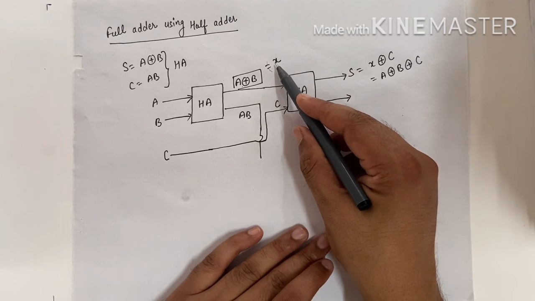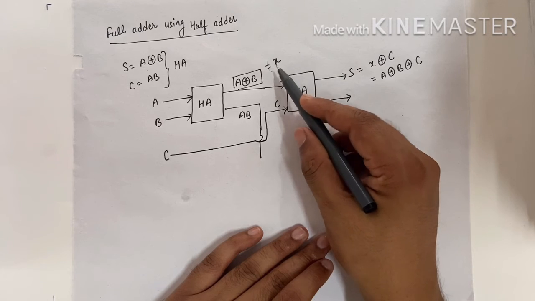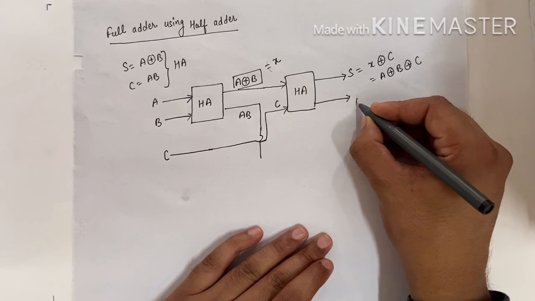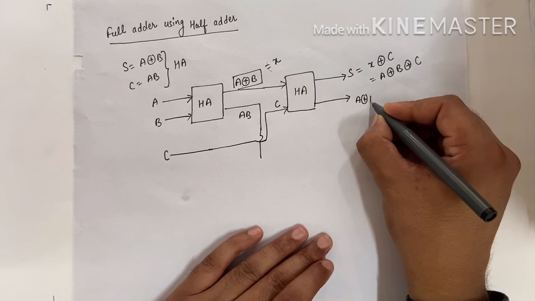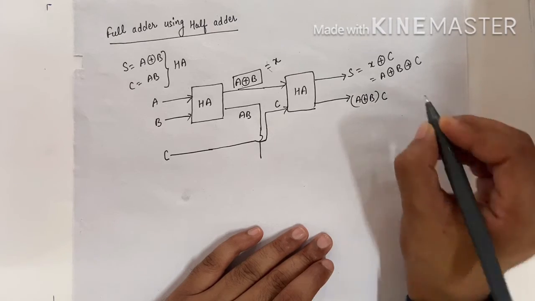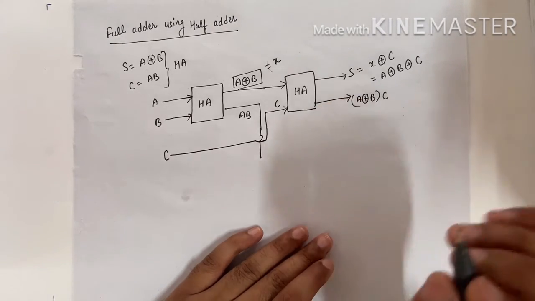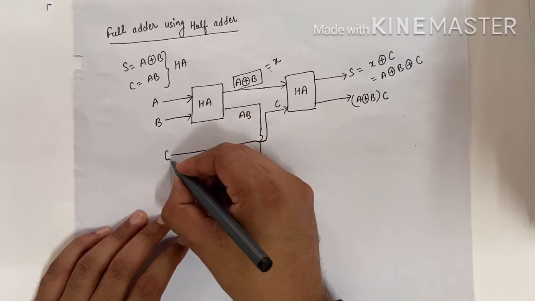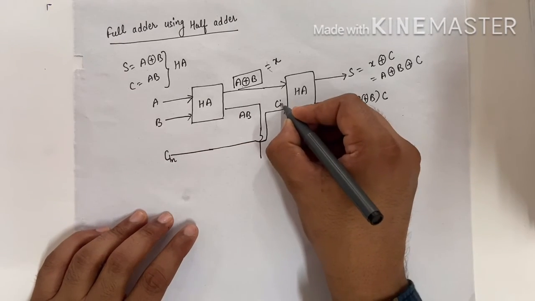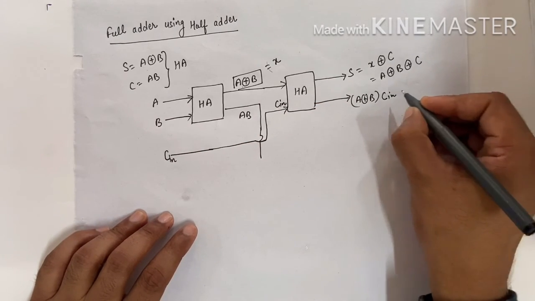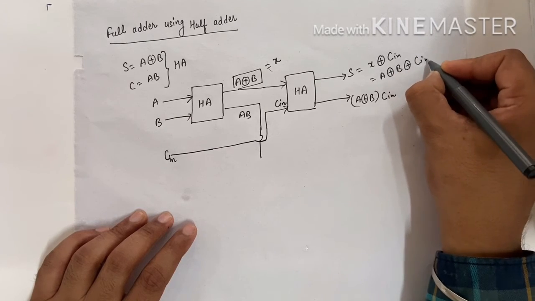We have to apply the AND operator. So how will we apply the AND operator? A XOR B and this is C. We have to write C. Okay. We have to put C as C input. It is convenient to you. Okay. In this way, C input, C input.